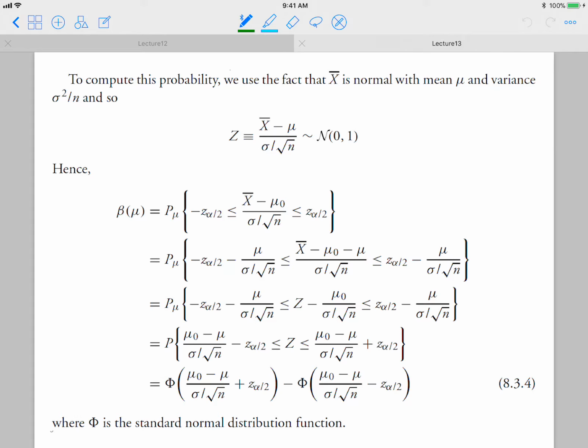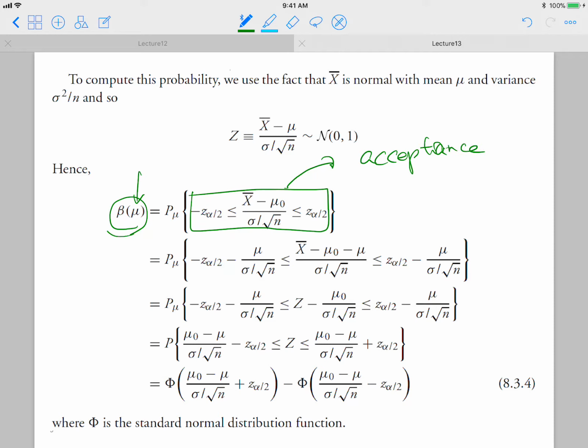Okay, and then now we can understand this beta of mu, the probability of this type 2 error, but it's dependent on mu. But still, this region is fixed and solely determined by our null hypothesis. And this region is actually the acceptance region, right? And then we are computing this probability of type 2 error based on the alternative hypothesis distribution.